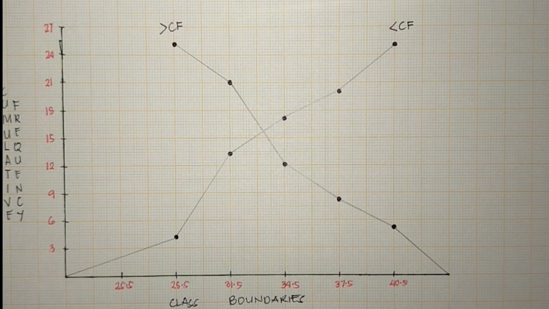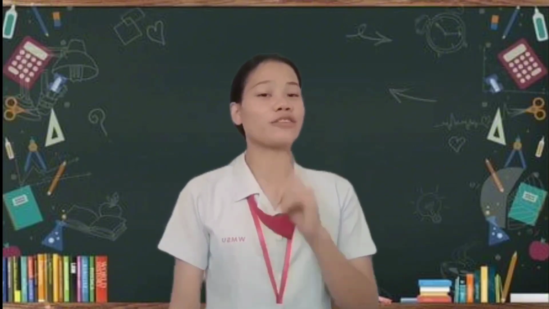Now that we are done creating the ogive, it is easy for us to identify the distribution of the data of the 25 students who were surveyed about their scores in the advanced algebra examination.